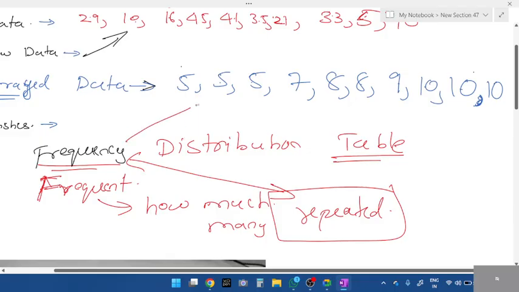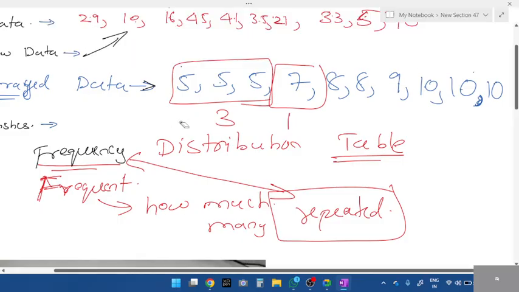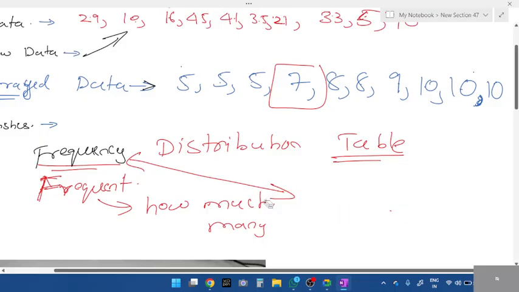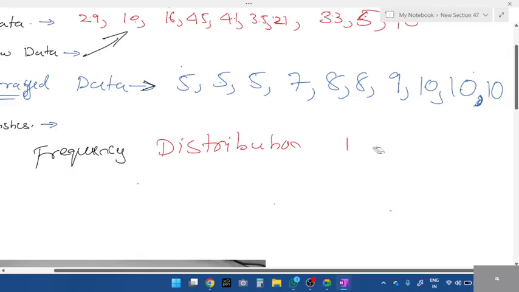Here, how many times 5 is repeated? What is the frequency of 5? How many times? 3. What is the frequency of 7? 1. So in mathematics, frequency meaning is repetition. How many times it is repeated? Okay, so don't memorize the words. Frequency is related to frequent. How many times or how much time you attend.